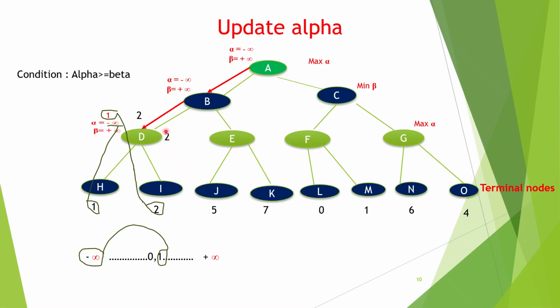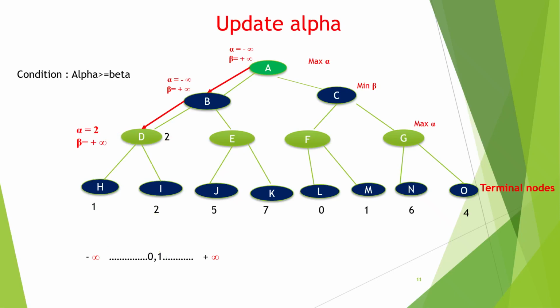Now update the alpha value to 2, because 2 is the maximum. So alpha is updated to the value 2. Now we are going to the previous depth level. That is, we are going to the depth of the minimizer.